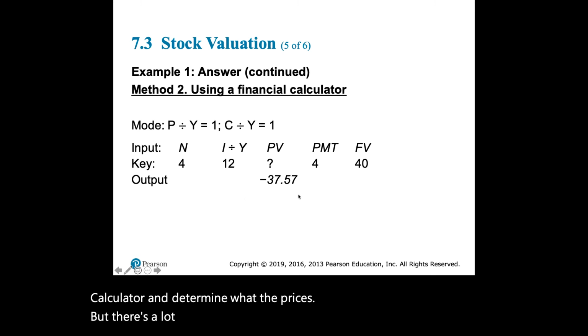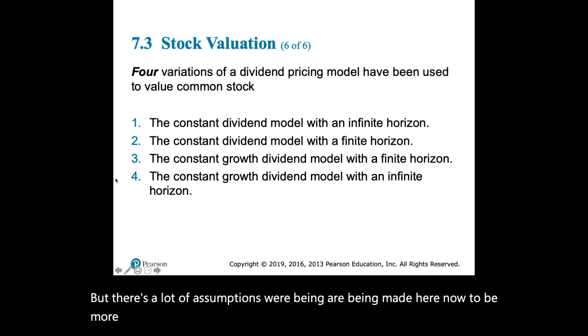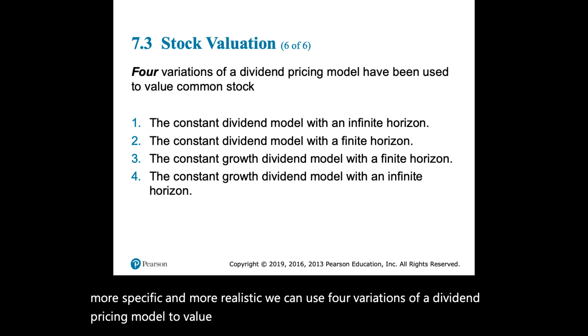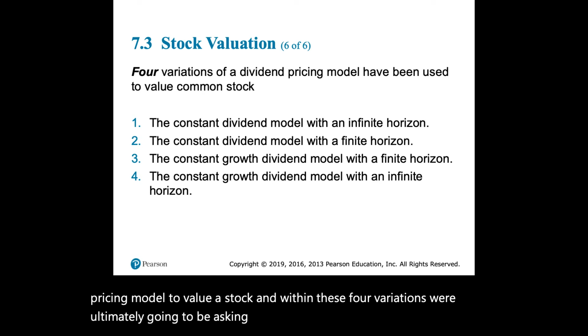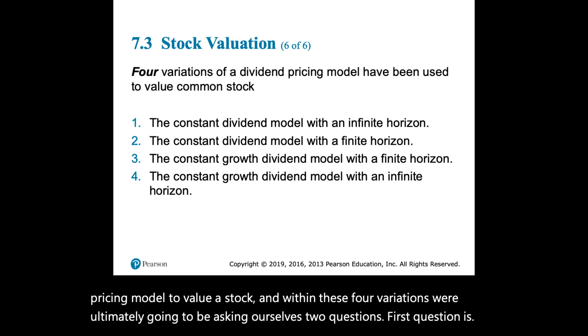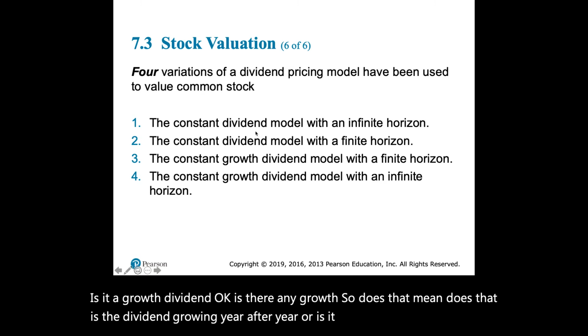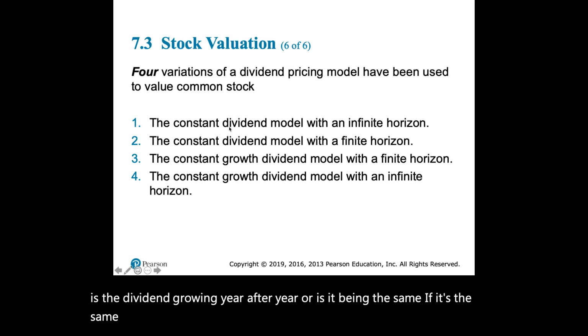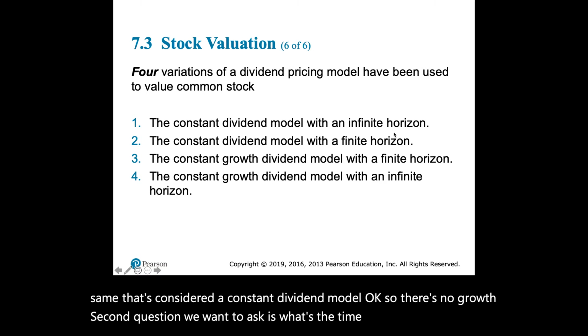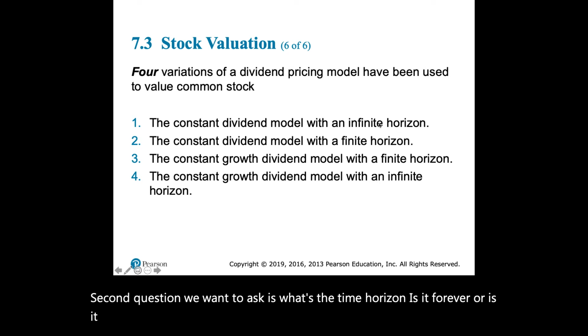Now, to be more specific and more realistic, we can use 4 variations of a dividend pricing model to value a stock. Within these 4 variations, we're ultimately going to be asking ourselves 2 questions. First question is, is it a growth dividend? Is there any growth? Does that mean the dividend is growing year after year, or is it the same? If it's the same, then it's considered a constant dividend model, so there's no growth. Second question we want to ask is, what's the time horizon? Is it forever or is it finite? If it's infinite, then it's going on forever, versus finite. Really, those are the variations.